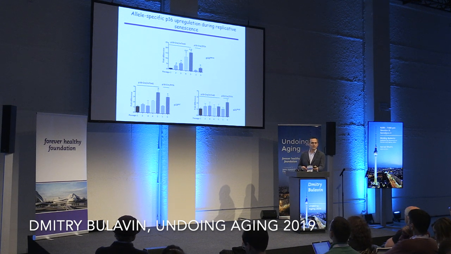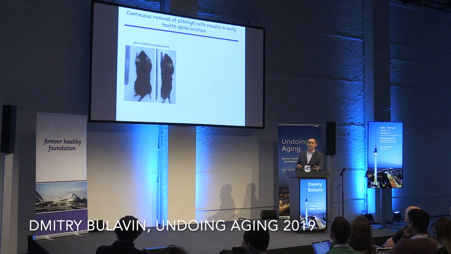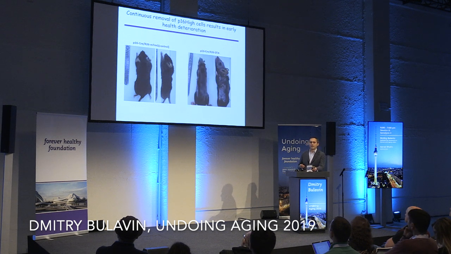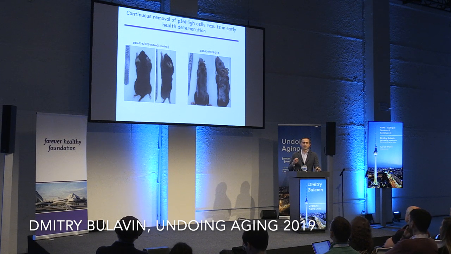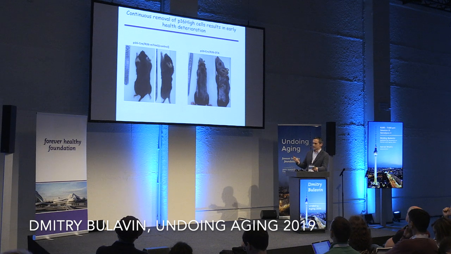However, within 1 year of the experiment, my postdoctoral fellow Loho came to my office and said, we have a problem. And the problem was the following. So this is a one-year-old mouse, a normal-looking one-year-old mouse, and what we see with our mice where we continuously eliminate senescent cells is massive health deterioration by 1 year of age. So this was extremely disappointing. However, of course, we set out to investigate what is the potential cause for this significant health deterioration in the mice where we're continuously removing these P16 high senescent cells.